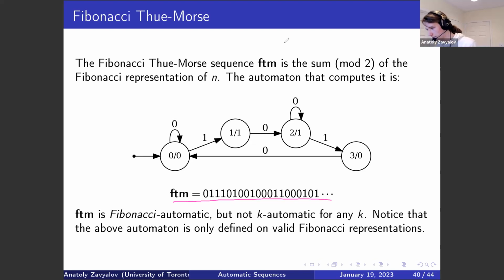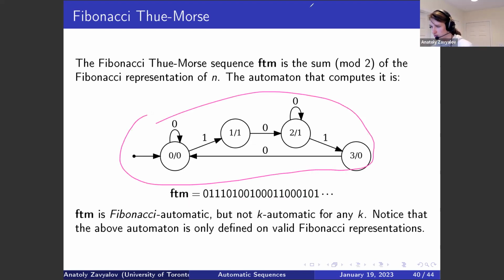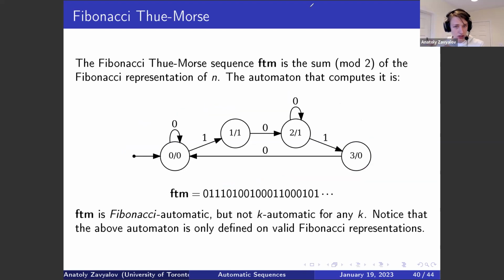It's computed by this automaton, which only takes in Fibonacci representations, so we say this sequence is Fibonacci automatic. But it's not k-automatic for any k, because we're writing these numbers not in base k, but in this new representation.